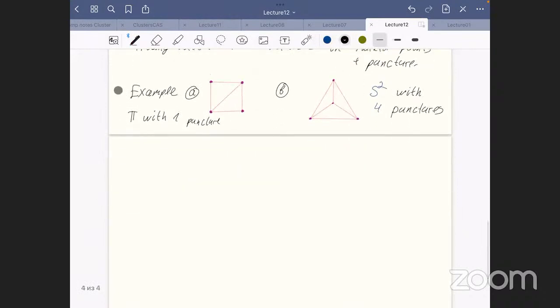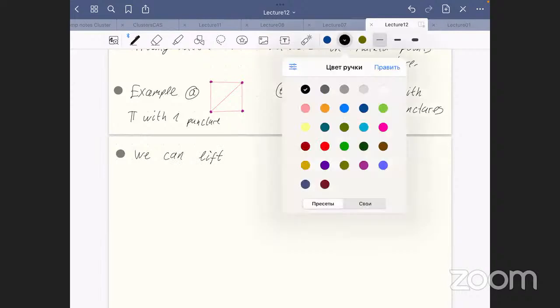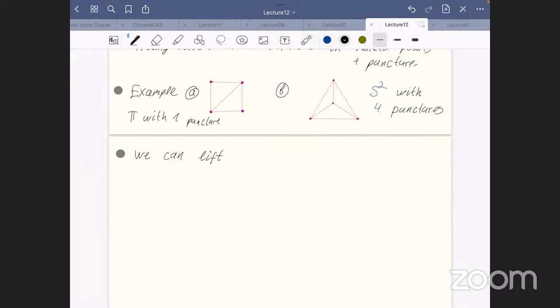Okay, we can lift this triangulation on the universal cover. Universal cover I denoted by S hat. Maybe later I will change notation. Think a bit more.